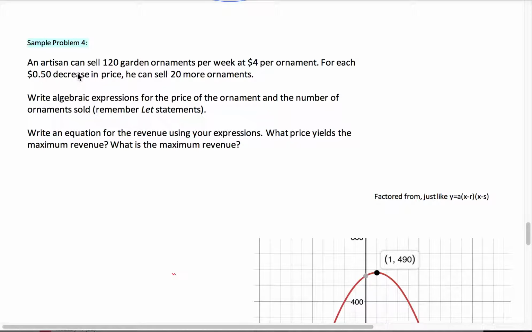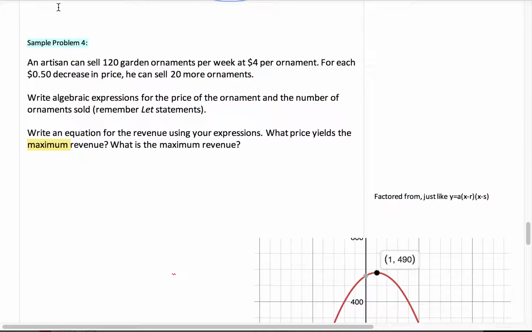Or the flip side works as well. If they increase the price by 50 cents then they'll decrease the number of ornaments sold by 20. So we're asked to write an algebraic expression that links revenue and price and quantity together, turn that into an equation, and use that to find the price that yields the maximum revenue and what is the actual maximum revenue.